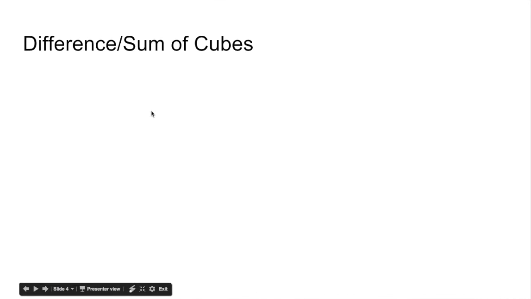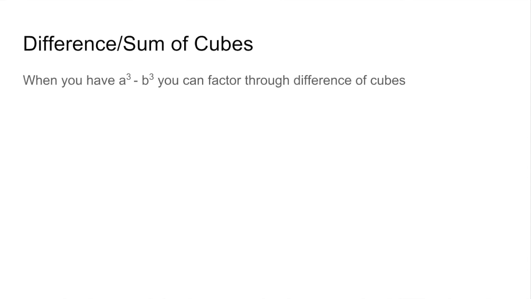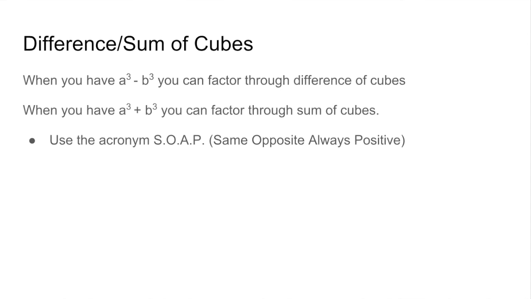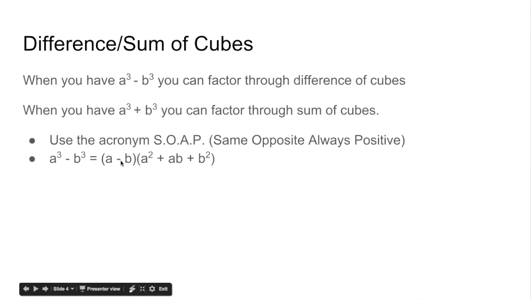The first concept we'll be going over is the difference or sum of cubes. So when you have a cubed minus b cubed, you can factor through difference of cubes. And as you may have guessed, when you have a cubed plus b cubed, you can factor through sum of cubes. To factor this way, you just have to remember the acronym SOAP: same, opposite, always, positive. So if you have a difference of cubes, for example, a cubed minus b cubed, you factor this into a minus b times a squared plus ab plus b squared. And if you look at the signs, the minus stays the same. Plus and minus are opposites, and then the last one is plus because it's always positive.